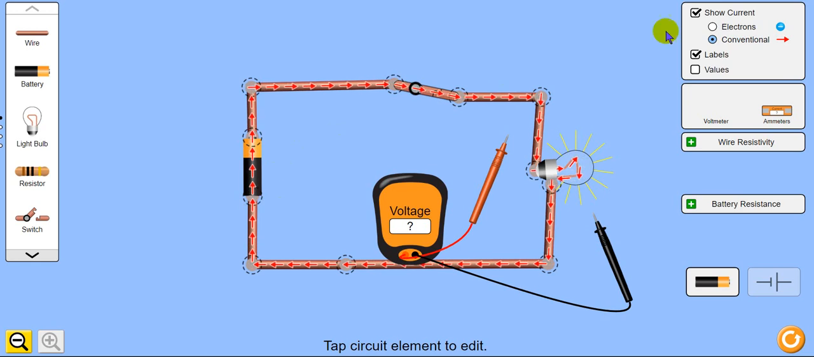This is the conventional flow, and this is the electron flow. Conventional flow, electron flow.